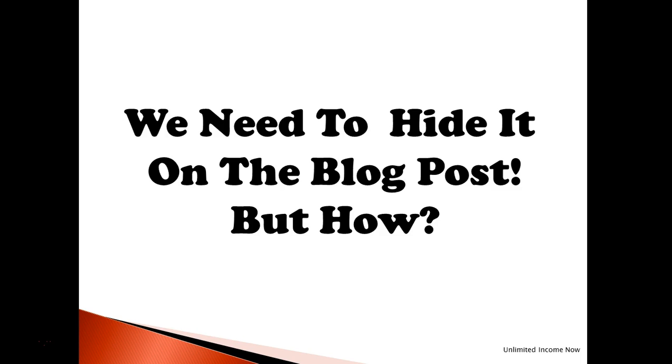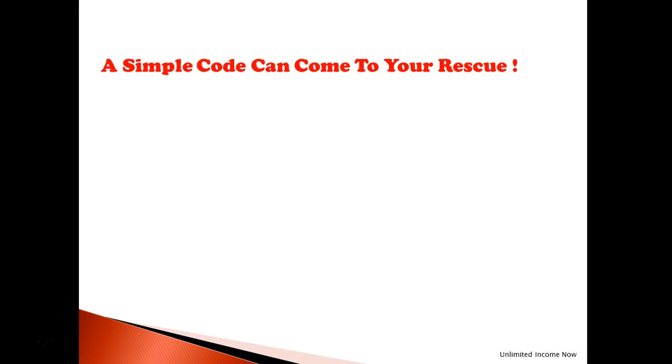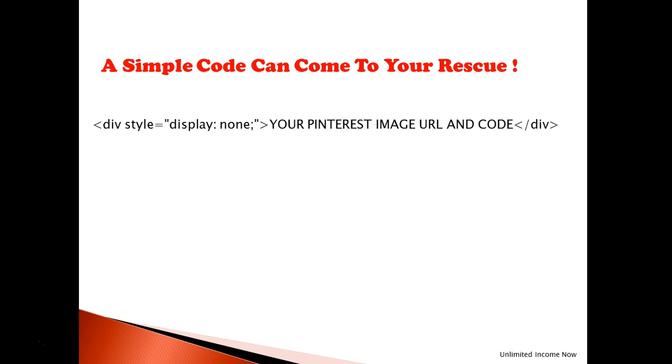You might be asking yourself how. Well, it's actually quite simple. A simple code can come to your rescue and help you utilize the large, tall, vertical images that Pinterest requires and have them seamlessly in your blog post without hindering anything that the readers would want to have. This code here with the div tag is a simple solution that you can use to hide the image within the blog post and make it appear only when anyone is sharing the blog's URL via Pinterest.